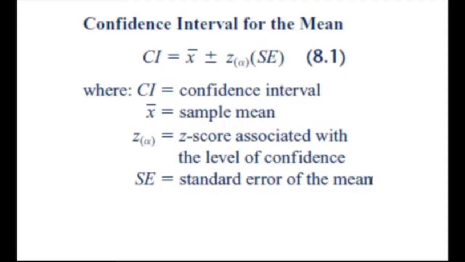We now give a general formula for a confidence interval. We take the sample mean plus or minus the z-table value times the standard error of the mean.